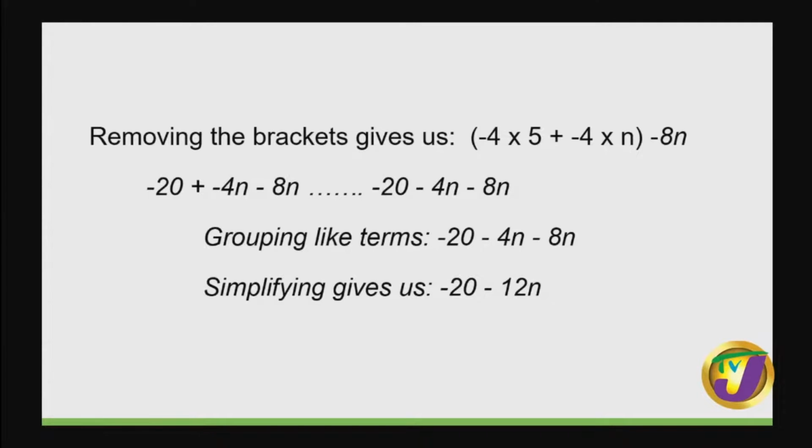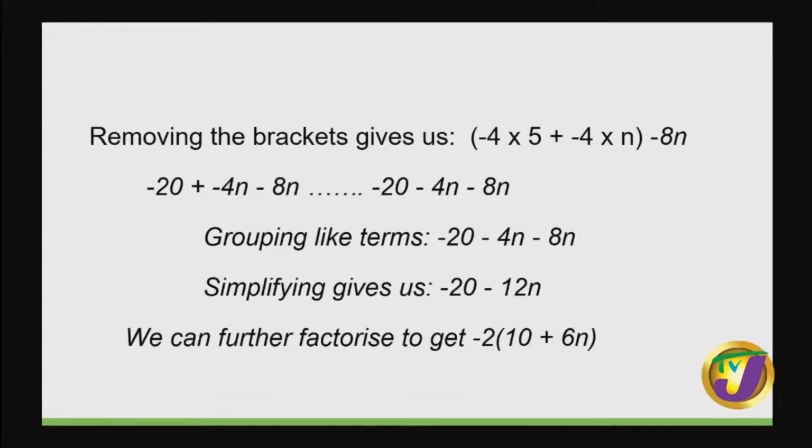All the n's are together and there's only one constant there, negative 20, so that's fine. Simplifying, negative 4n and negative 8n will be combined to give us negative 12n. So our simplified expression now becomes negative 20 minus 12n. Is there anything common? Yes. There are common factors with negative 20 and negative 12n. So we can factorize negative 2, giving us 10 from the negative 20.